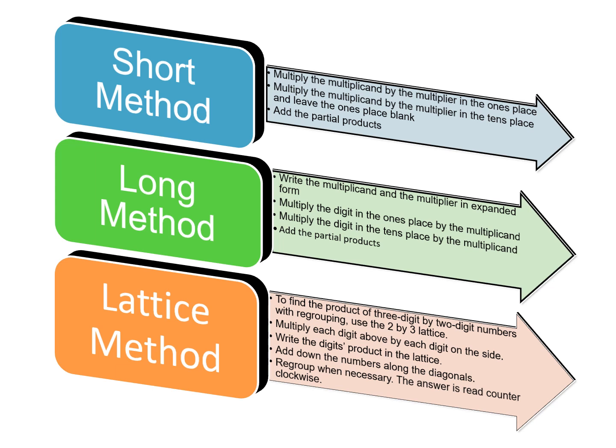And the lattice method has 5 steps. First, to find the product of 3-digit by 2-digit numbers with regrouping, use the 2 by 3 lattice. Second, multiply each digit above by each digit on the side. Third, write the digits product in the lattice. Fourth, add down the numbers along the diagonals. Fifth, regroup when necessary. The answer is read counterclockwise.